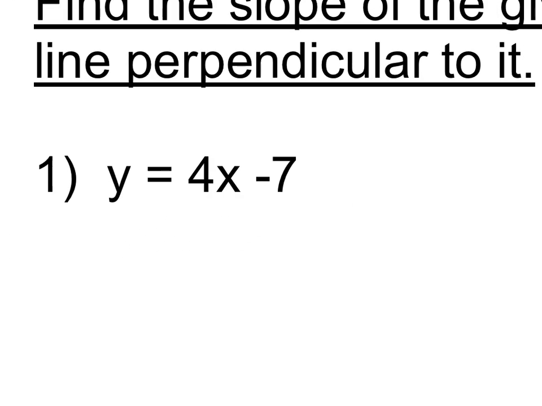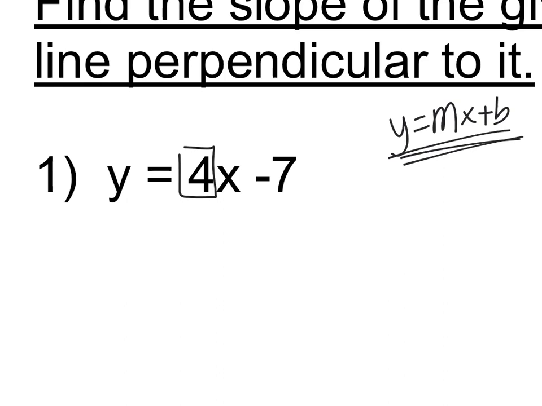For our first situation, we have y equals 4x minus 7. When I look at this, the first thing we want to do is find our original slope. Our slope is always the number attached to our x, as long as it's in y equals mx plus b form. So I have to ask myself, is y equals 4x minus 7 in y equals mx plus b form? Yup, it is. So the slope of this equation is 4.